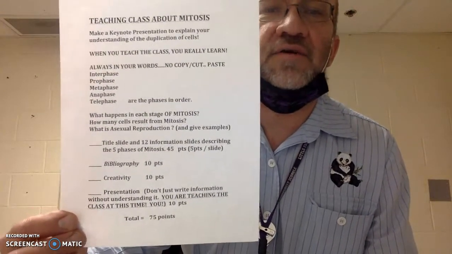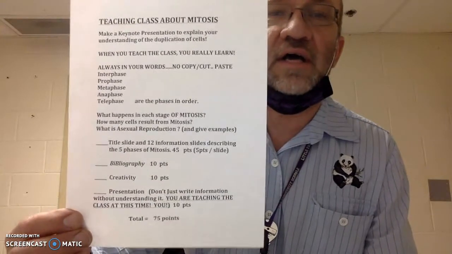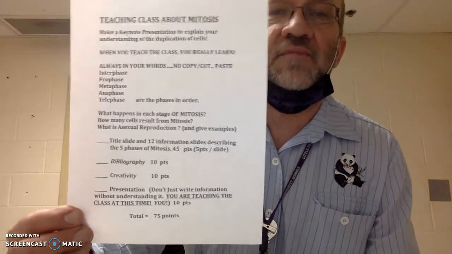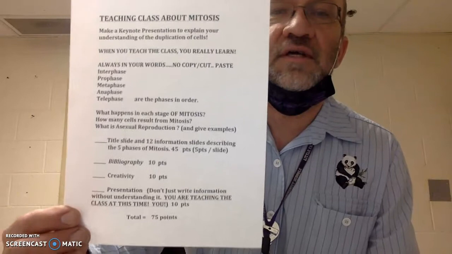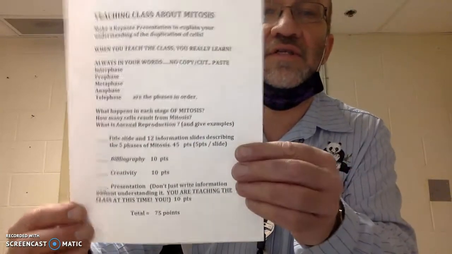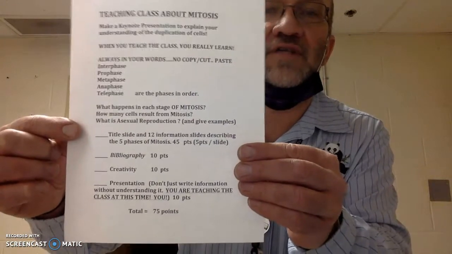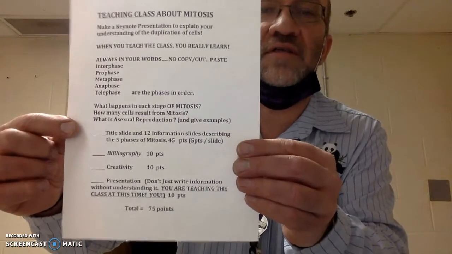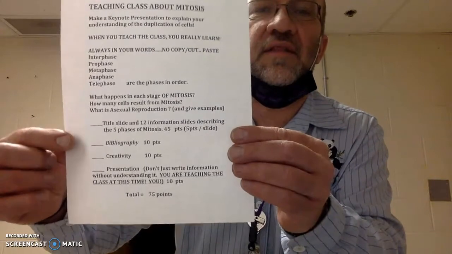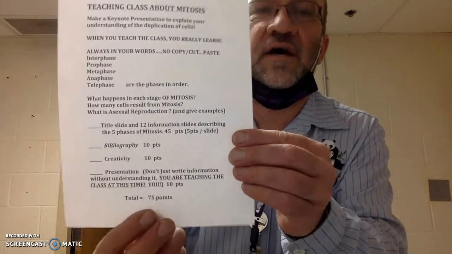And then also, we didn't talk a lot about asexual reproduction, but you can look and research about asexual reproduction. So I have right here what you're going to do. You're going to do the title slide, 12 information slides describing the 5 phases of mitosis, and then a bibliography.